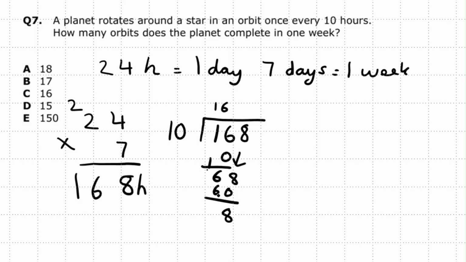So we know that it's on its 16th orbit, but it's not finished because it's not 170, it's 168. So it's on its 16th orbit. And since the question asks how many does it complete in 1 week, we know that it's 16. So we know the answer is C, 16.